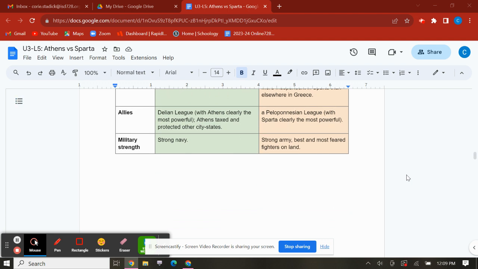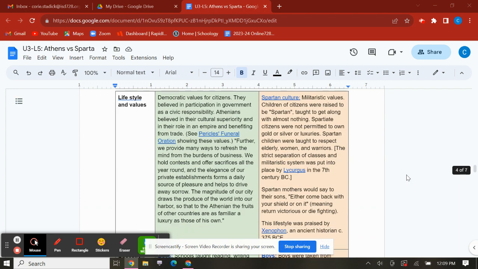Allies. Delian League, with Athens clearly the most powerful. Athens taxed and protected other city-states. A Peloponnesian League, with Sparta clearly the most powerful. Military strength. Athens, strong navy. Sparta, strong army, best and most feared fighters on land.